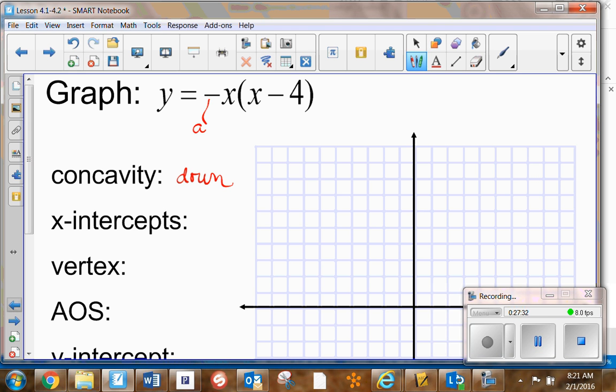Well, you have to look at your factors. How many factors do I have in this problem? How many things are being multiplied together? 2. I've got a negative x times an x minus 4. 2 factors.